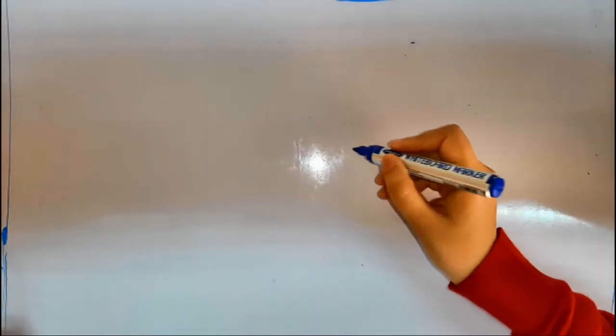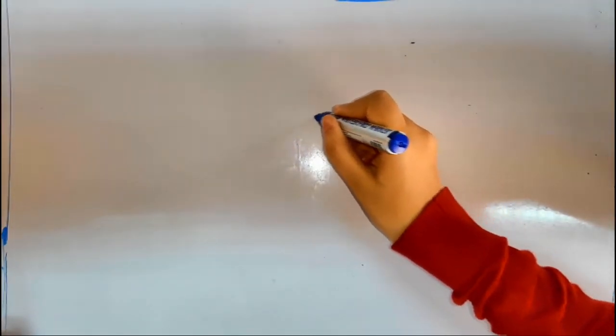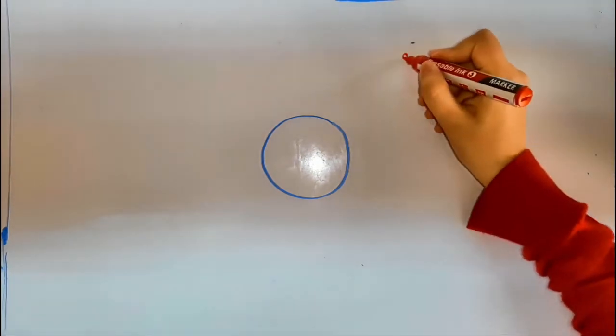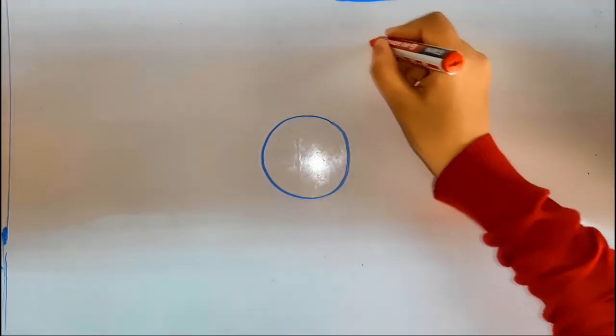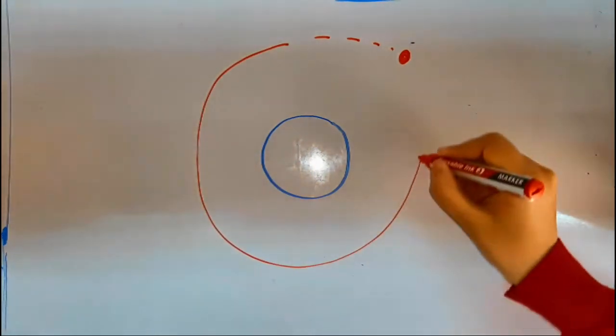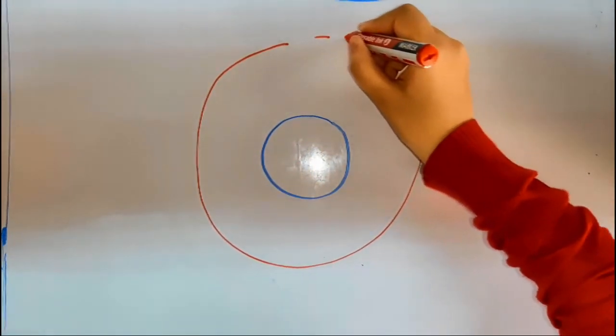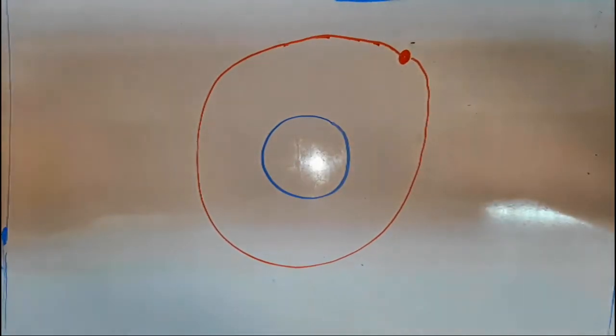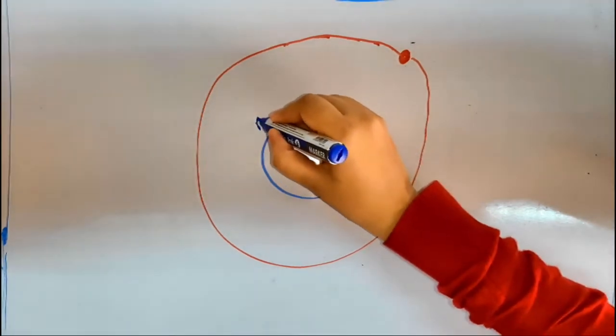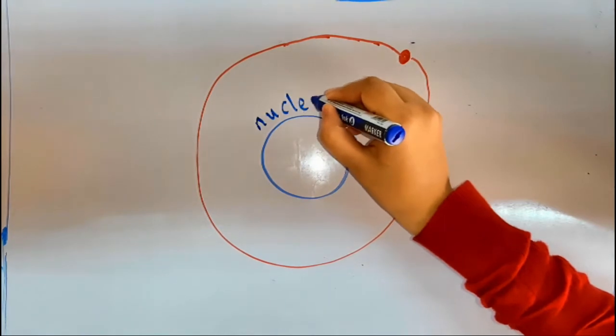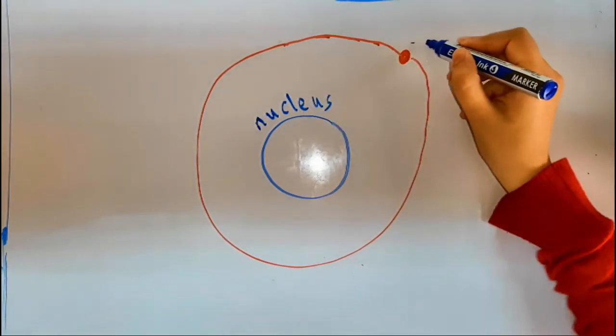As we said, the atom consists of two parts: the nucleus, and electrons, which revolve around the nucleus like this. The atom consists of two parts, nucleus and electrons.